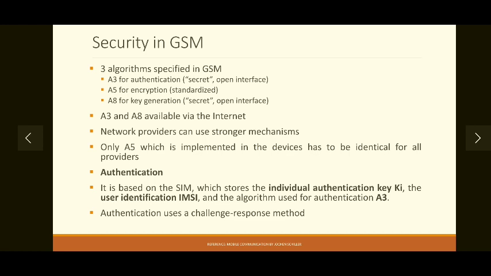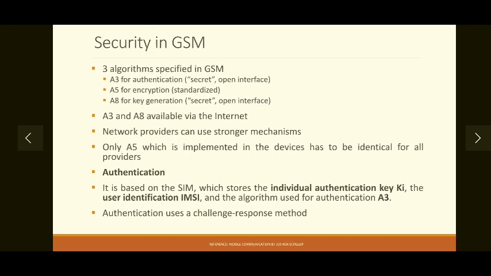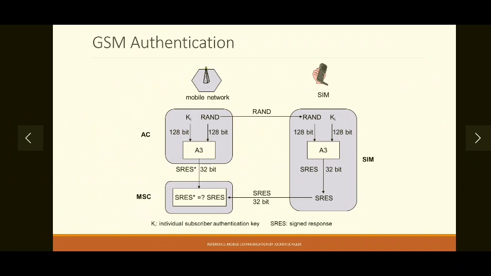So let's see how first A3 algorithm is implemented. A3 algorithm is associated with authentication. So it requires IMSI and authentication key which comes along with every SIM card. For every user there will be a separate and unique authentication key. List of these keys are saved in the authentication center for all those users which are registered on the network. This algorithm A3 uses a challenge response method. Let's see what this challenge response method is.